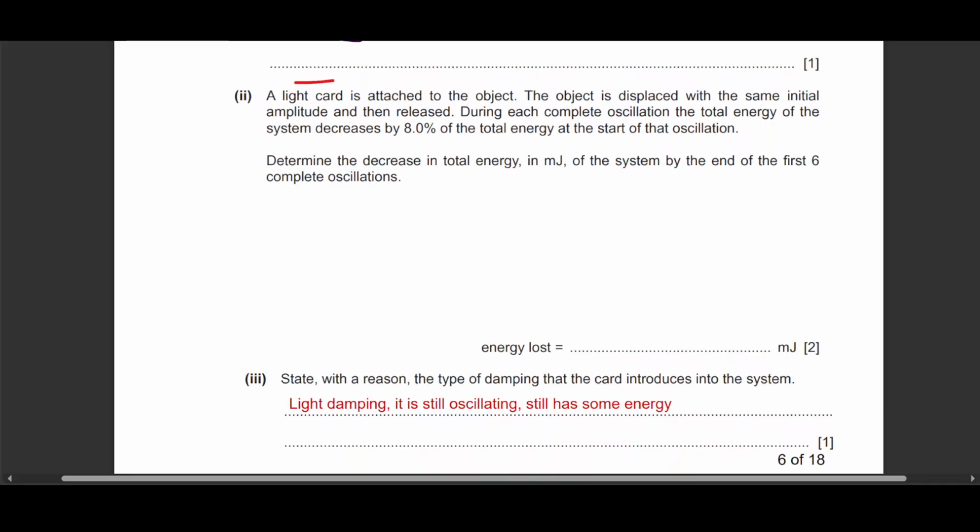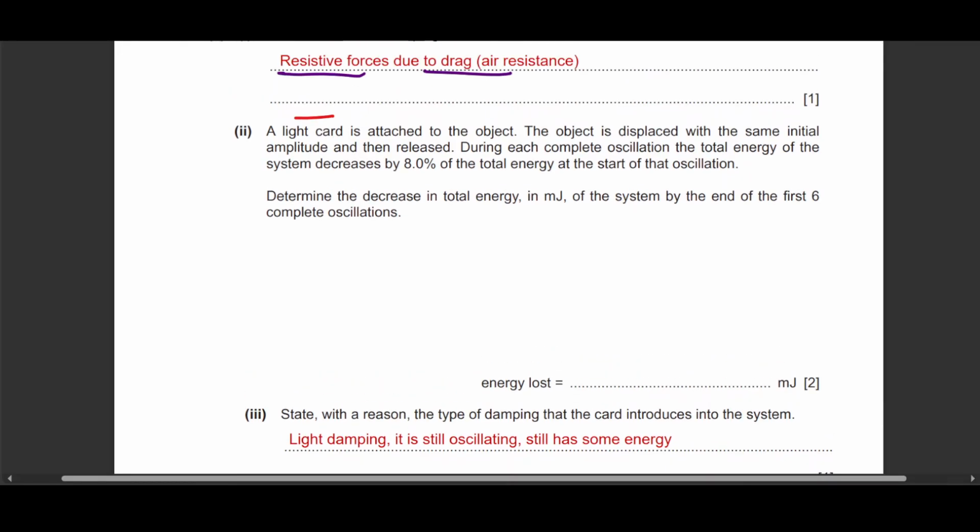He says a light card is attached to the object. Okay, fine. So light damping, and the object is displaced with the same initial amplitude and then released. During each complete oscillation, it reduces its energy by 8% of the initial situation. Determine the decrease in total energy in millijoules of the system after 6 complete oscillations. Now this may be confusing, but don't worry, I have added a graph to explain this completely.